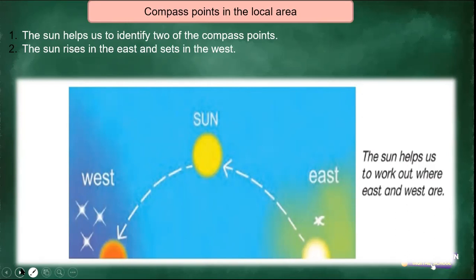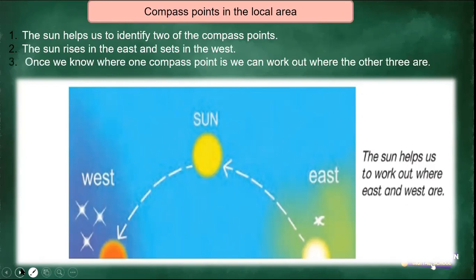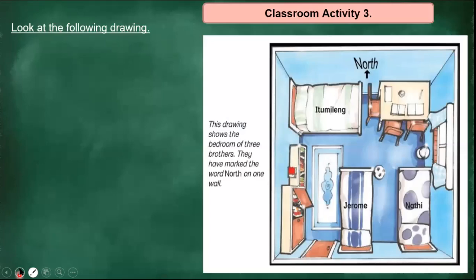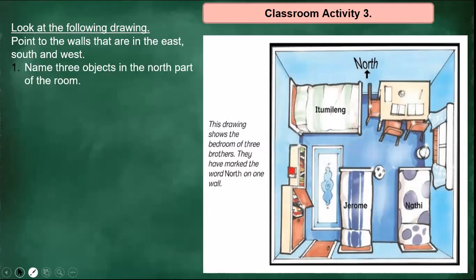Once we know where one compass point is, we can work out where the other three are. Moving on, look at the following drawing and quickly answer. We don't have time. Point to the walls that are in the east, south, and west. Name 3 objects that are in the north part of the room.